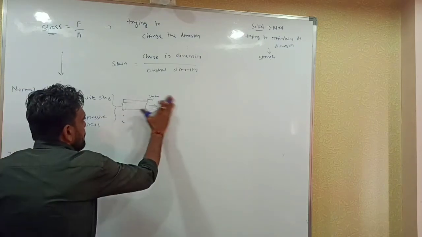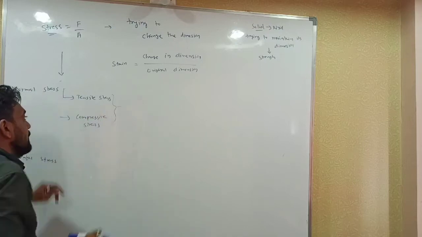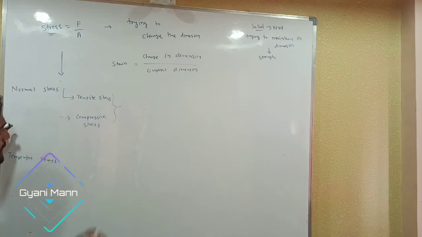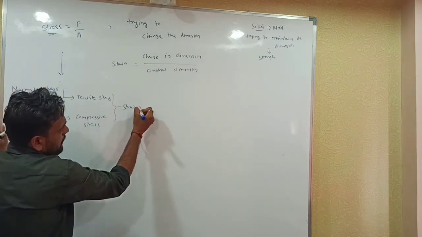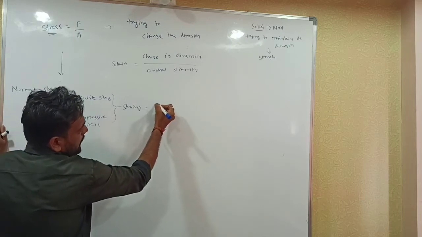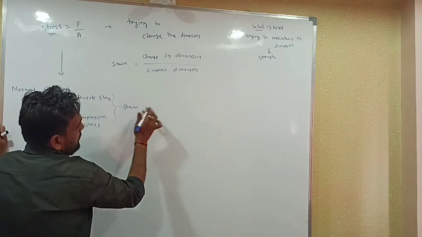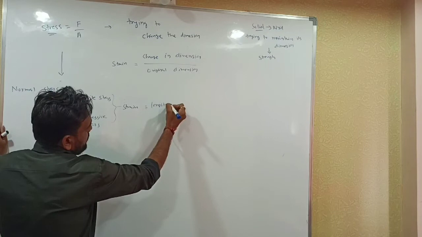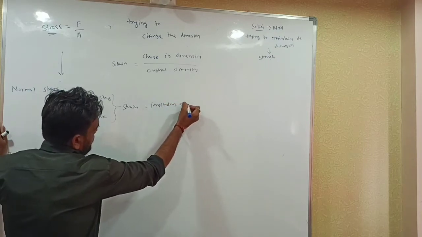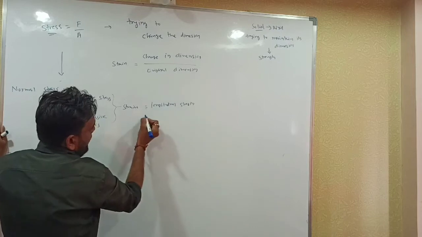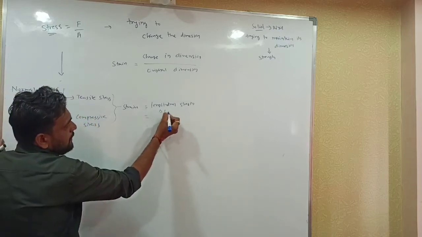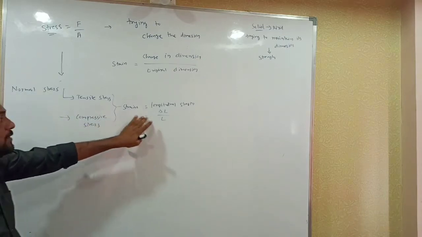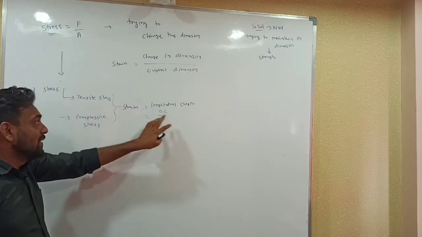So in both the cases, whether it is tensile stress or compressive stress, the strain created is known as longitudinal strain. And which dimension is going to change? Change in dimension means change in length by original length. And this type of strain is known as longitudinal strain.